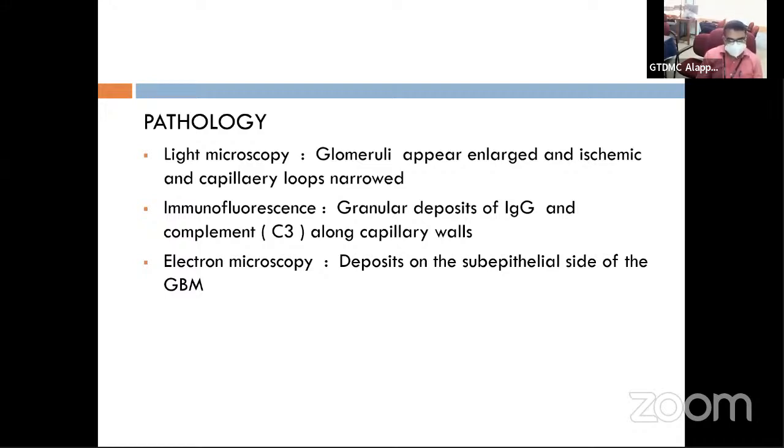And electron microscopy shows deposits on the subepithelial side of the glomerular basement membrane. Inflammatory deposits are seen on the subepithelial side of the glomerular basement membrane. These appear like a hump in electron microscopy. So these are the histopathological changes seen in post-streptococcal glomerulonephritis. So three are there: light microscopy, immunofluorescence, and electron microscopy.